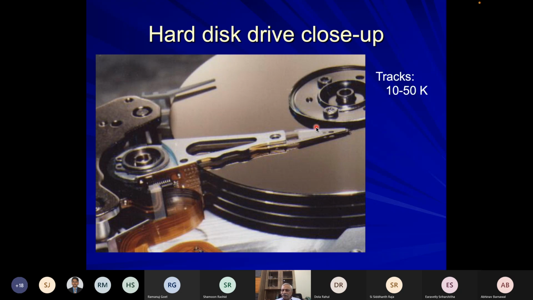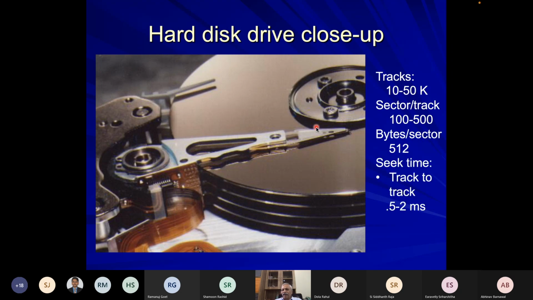So number of tracks could be some tens of thousands. Sectors per track, bytes per sector. Seek time. Seek time is the time taken to go from one track to another track. Okay, it would be in the form of a fraction of a millisecond or a few milliseconds.